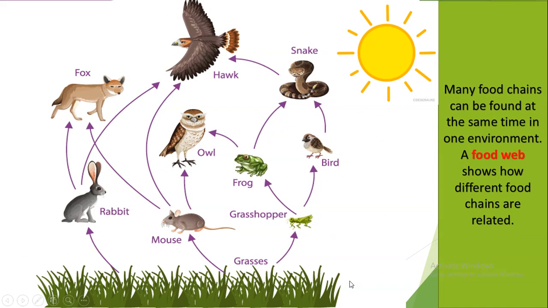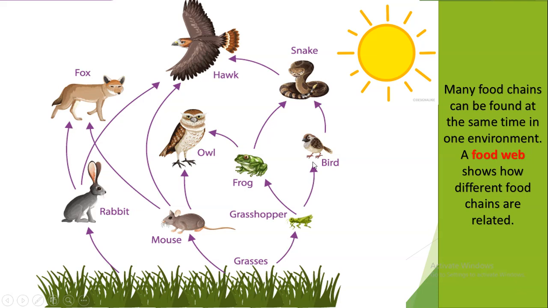Okay? Now, many food chains can be found at the same time in one environment. These food chains interfere with each other, right? Now, a food web shows how different food chains are related. So this is a food web. It starts with the sun. Then we have plants or grass.